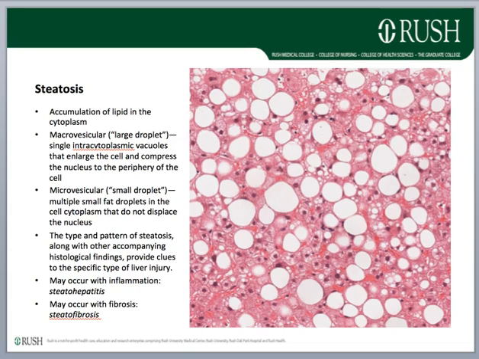The pattern and type of steatosis is important to note in conjunction with other histological findings that provide clues to specific types of liver injury. So we use this pattern of steatosis in context with other histological clues to make a diagnosis. When steatosis occurs with inflammation, we call it steatohepatitis, and when it occurs with fibrosis, we call that steatofibrosis.